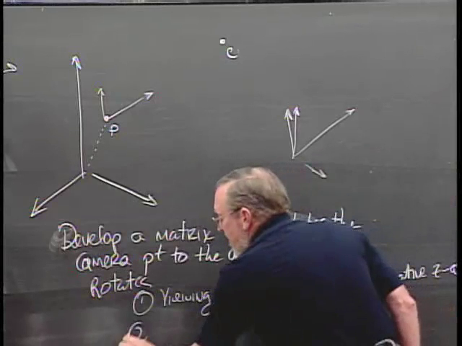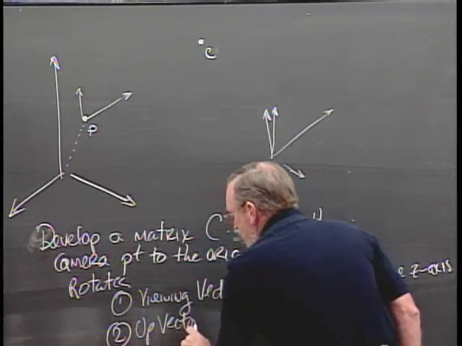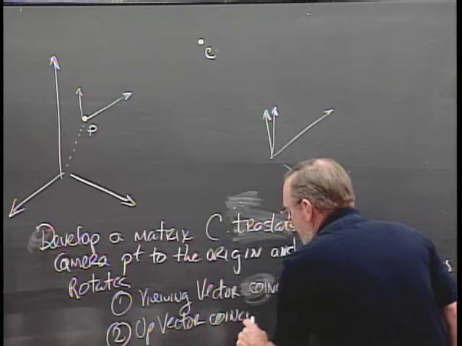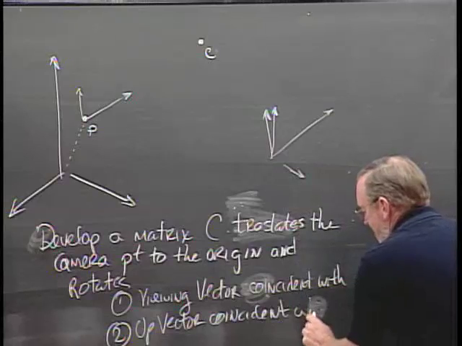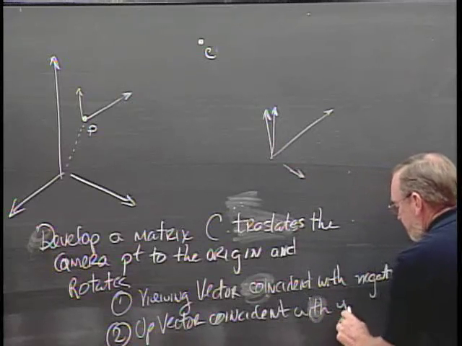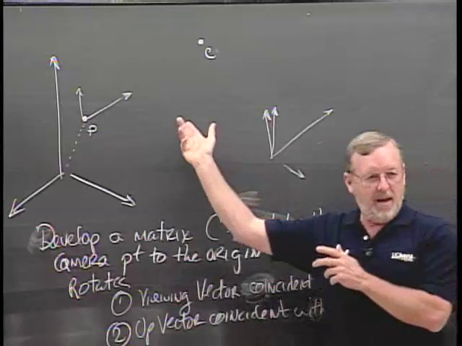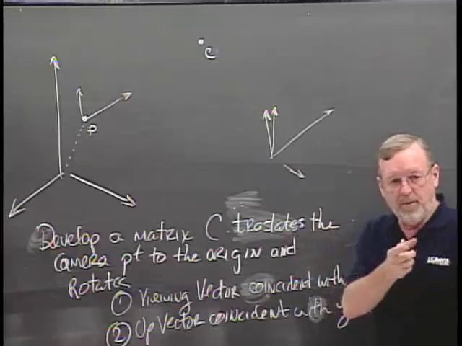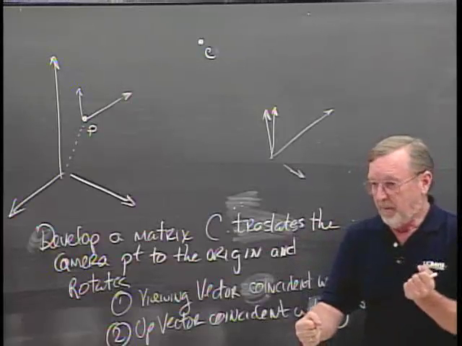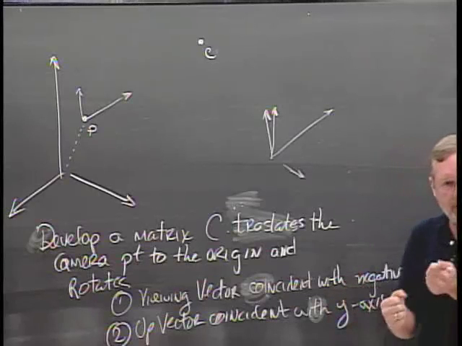And the up vector is coincident with the y-axis. Okay? Once we do that, and we can do this in exactly the same type of matrices we did to rotate around any vector, where we move the camera point to the origin, and then we rotate these vectors so they end up, right? We ended up along the positive z-axis.